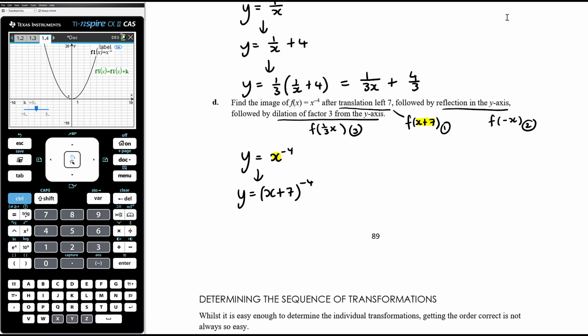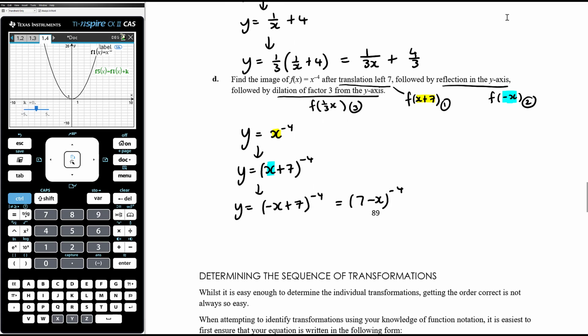The next thing we're doing is the reflection. We're going to replace the x's in the function with negative x's, so it becomes y equals negative x plus 7 to the negative 4, or we could write that as 7 minus x to the negative 4. And then the next thing we're going to do is the dilation by 3 from the y-axis. And so again, we're replacing the x part of the function with a third x. Okay, so just the x part of the function replaced with a third x. So y equals 7 minus 1/3 x, or x on 3, to the power of negative 4.